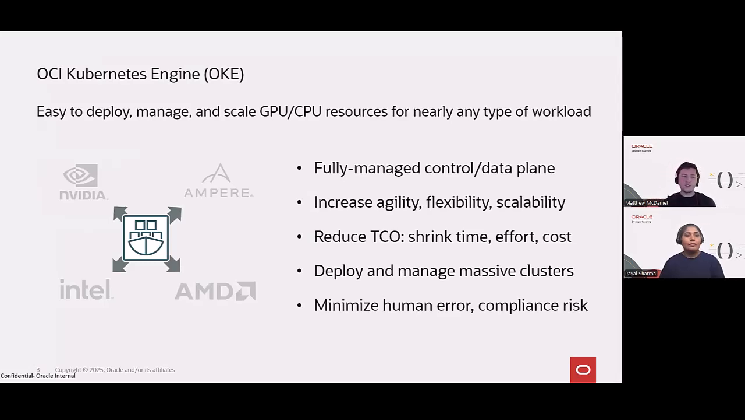So what is OCI Kubernetes Engine? Kubernetes Engine is our container orchestration platform. So it is responsible for, well, giving you a managed Kubernetes service. What this allows you to do is deploy and manage and scale both GPU and CPU resources for any type of workload. So this can be AI/ML workloads, ETL workloads, anything you can think of. Kubernetes is an extremely popular platform for deploying cloud native applications, and it continues to do so today.